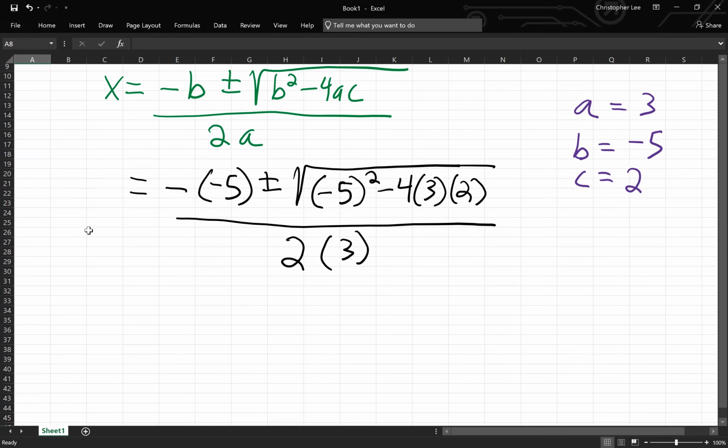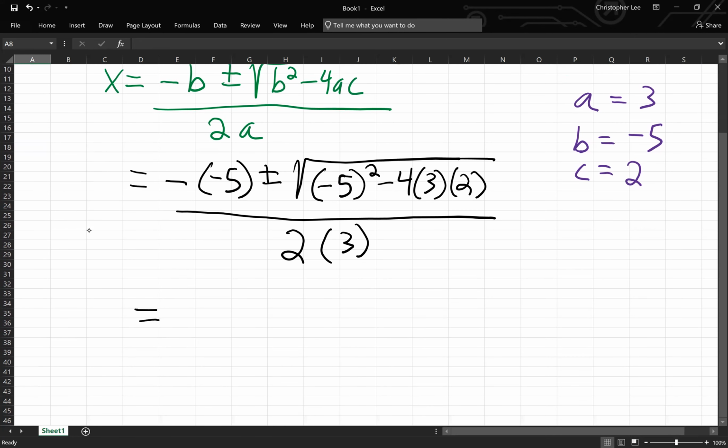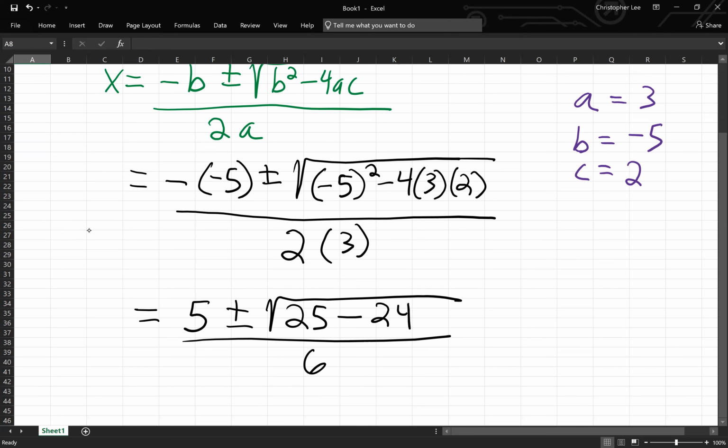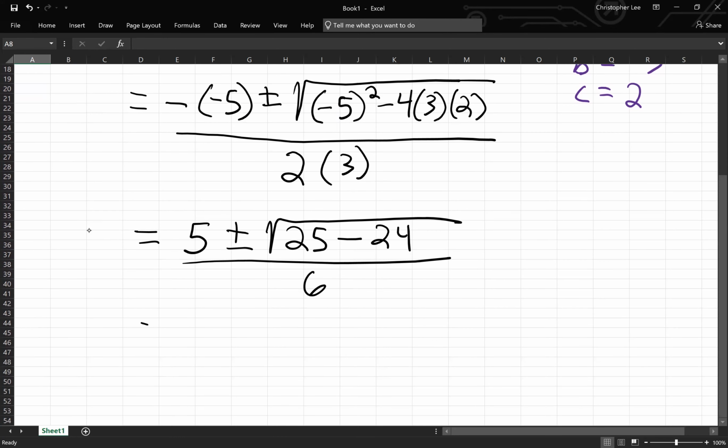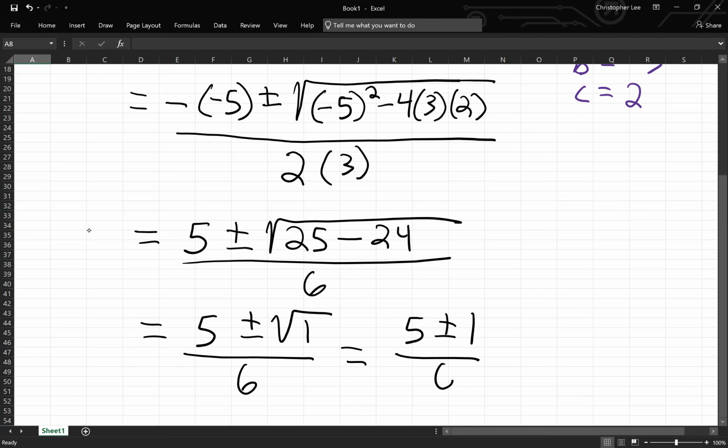And after you get this, just do the math. A negative times a negative is a positive, plus or minus square root. What's this? 25 minus, is that 24? Yeah. All right, 24, all divided by 6. And we know 25 minus 24 is 1, right? So this becomes 5 plus or minus the square root of 1 over 6. And we know the square root of 1 is just 1, so this becomes 5 plus or minus 1 over 6.